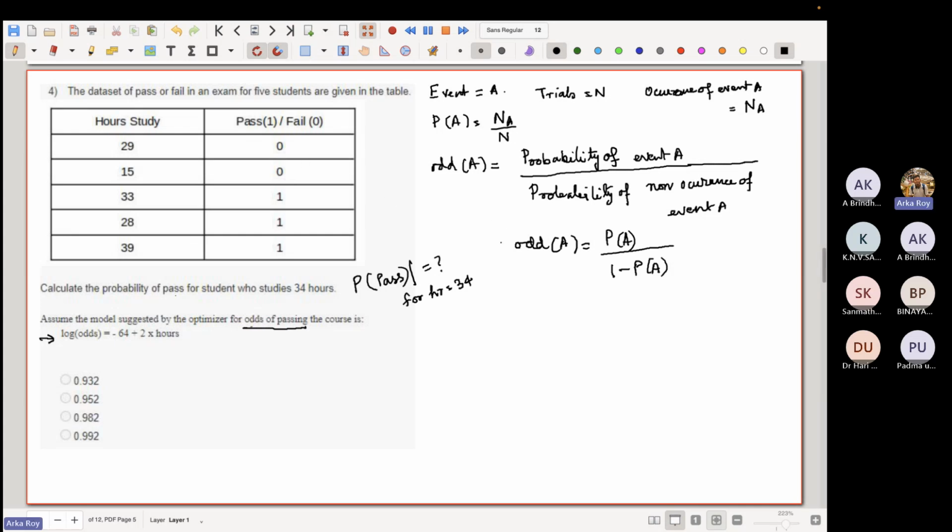So this is what is basically meant by odd of an event. Now let us move to the problem. In the problem they have given a closed form equation.